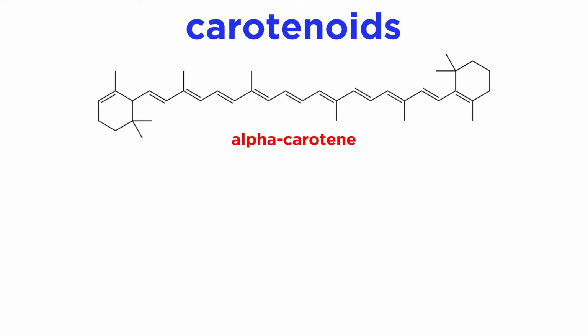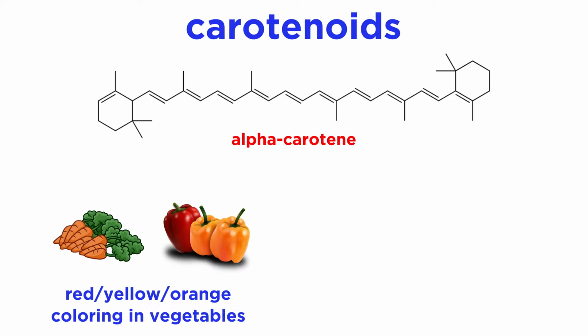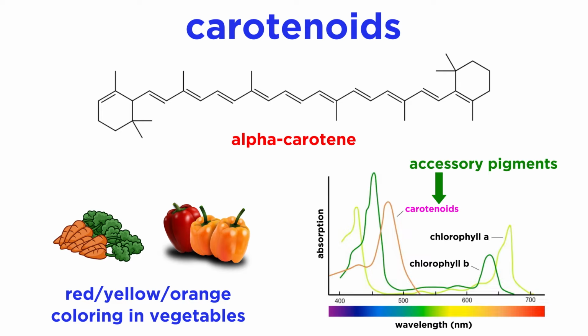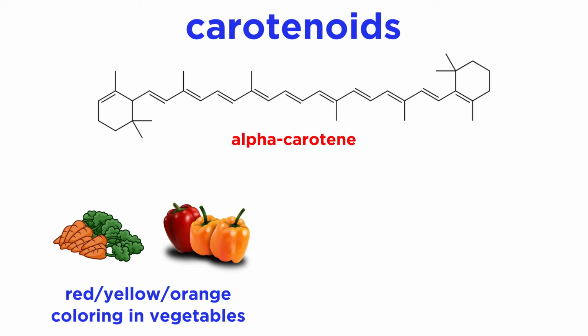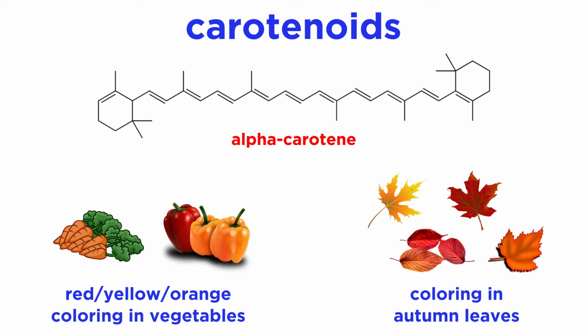Another set of pigments, called carotenoids, assist with the function of photosynthesis. You might notice that carotenoid sounds a bit like a certain orange vegetable, and you'd be correct to associate the two. Carotenoid pigments give plant parts red, yellow, or orange coloration. But beyond this, carotenoids are known as accessory pigments because they assist chlorophyll in the collection and absorption of light energy. Beyond red and orange vegetables like peppers and carrots, carotenoid pigments are also responsible for the beautiful colors you see in autumn leaves, once all of the chlorophyll has degraded.